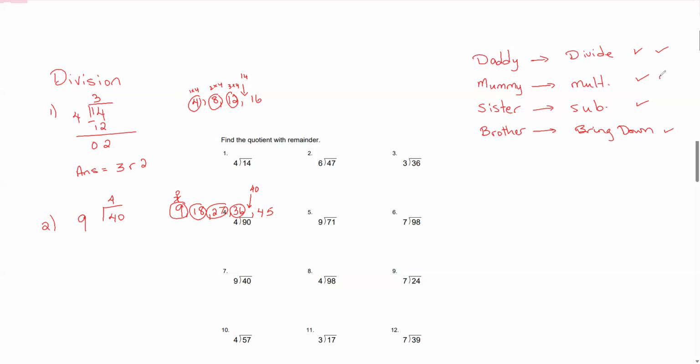After we divide, we multiply. 9 fours, it's already there, 36. We then subtract. 0 can't take away 6, so we borrow. 10 take away 6, that's 4. 3 take away 3 is 0. There's nothing to bring down, so that's the end of our sum. So the answer would be 4, remainder 4.